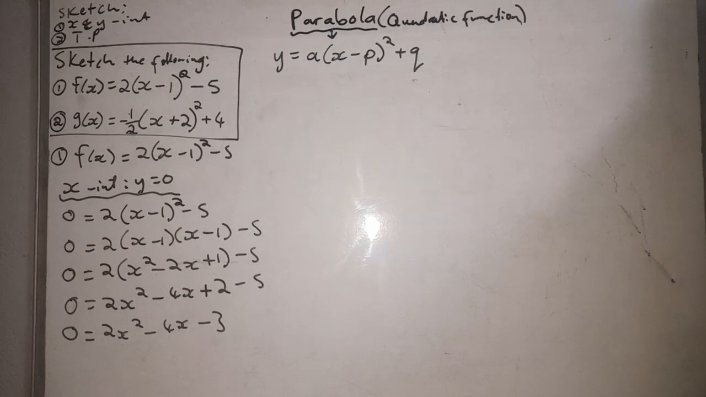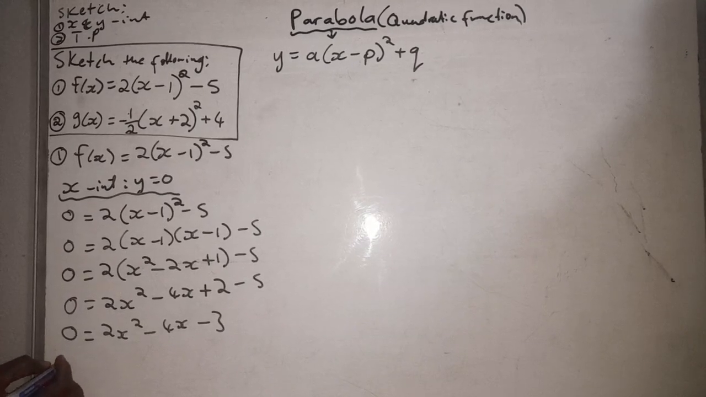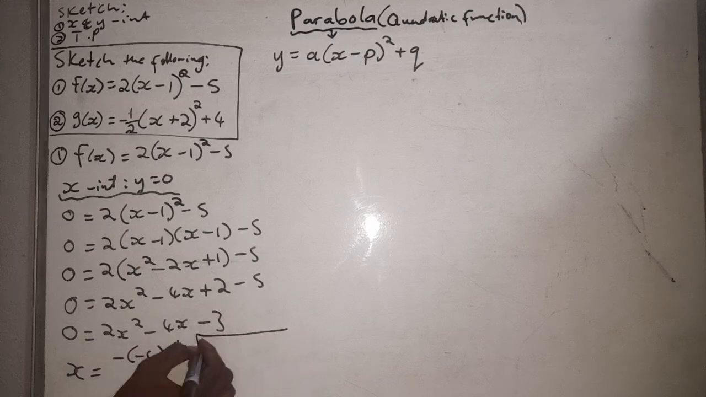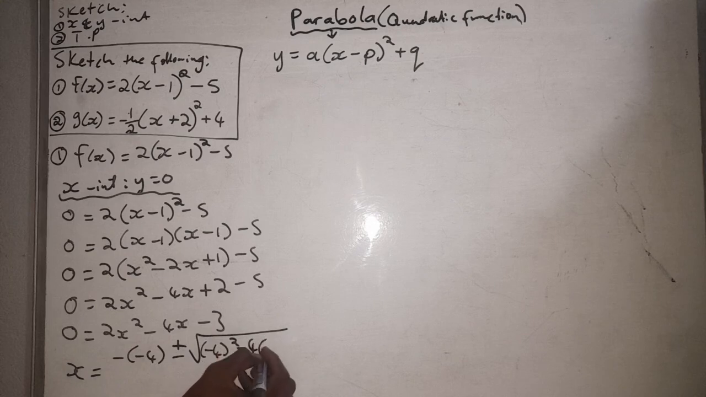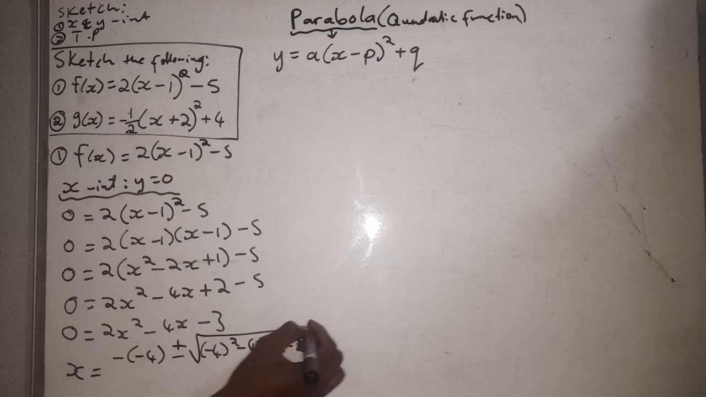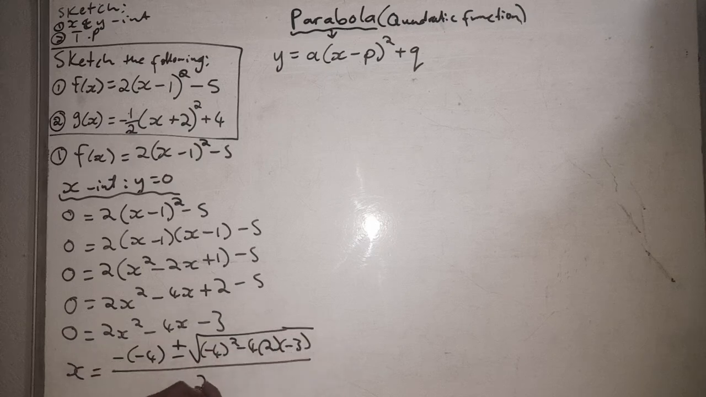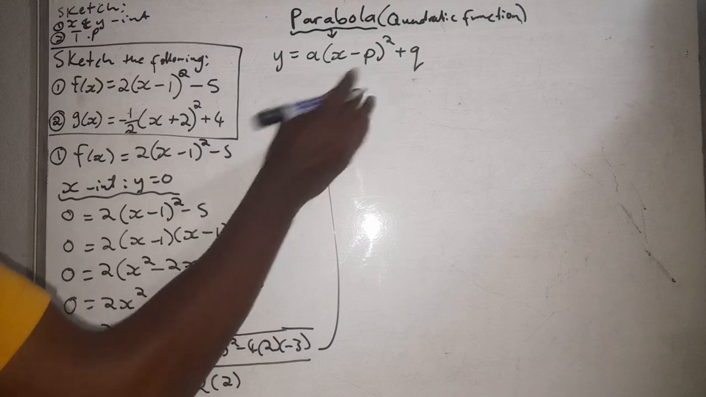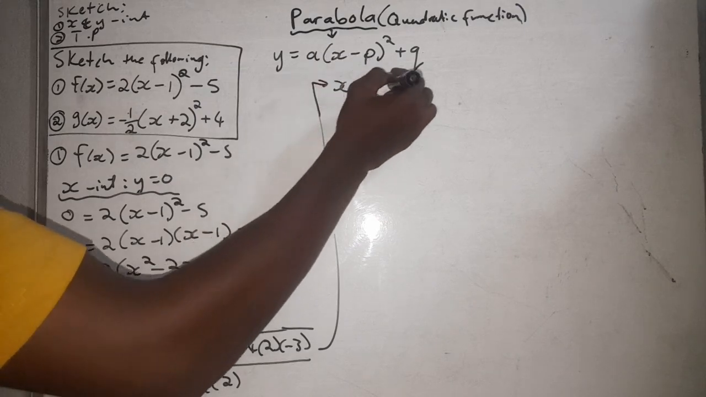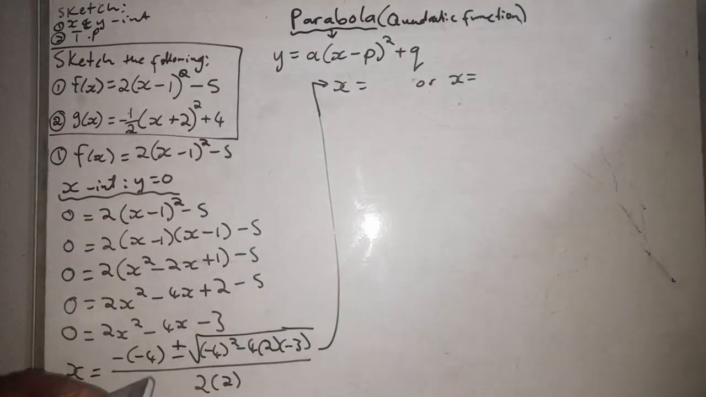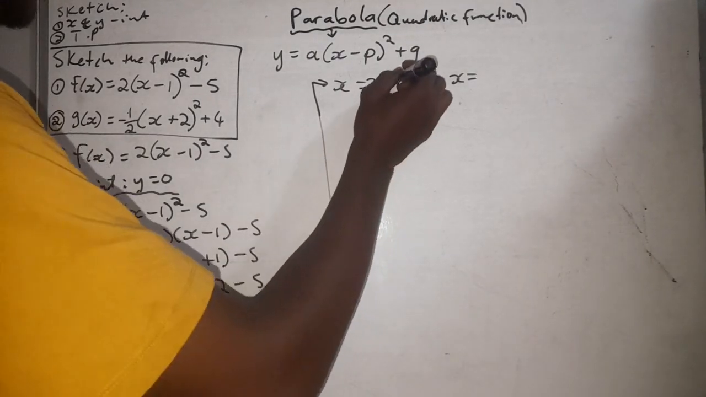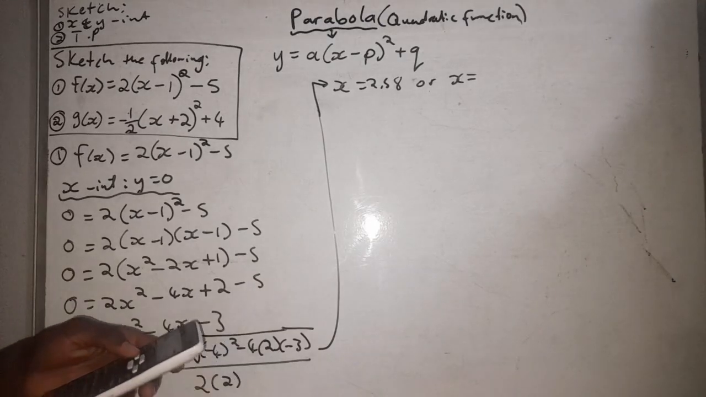So the quadratic formula is going to be x equals negative into negative 4, plus or minus the square root of negative 4 squared minus 4 into a, which is 2, c is minus 3, all over 2 into 2. Then your x values: the first one is going to be 2.58. It's not usually a decimal fraction. Now let me find the other root.